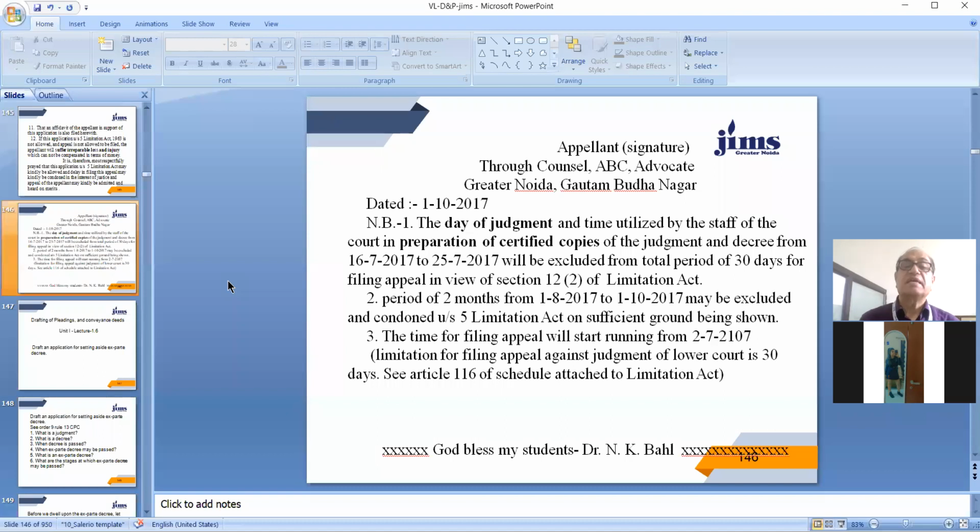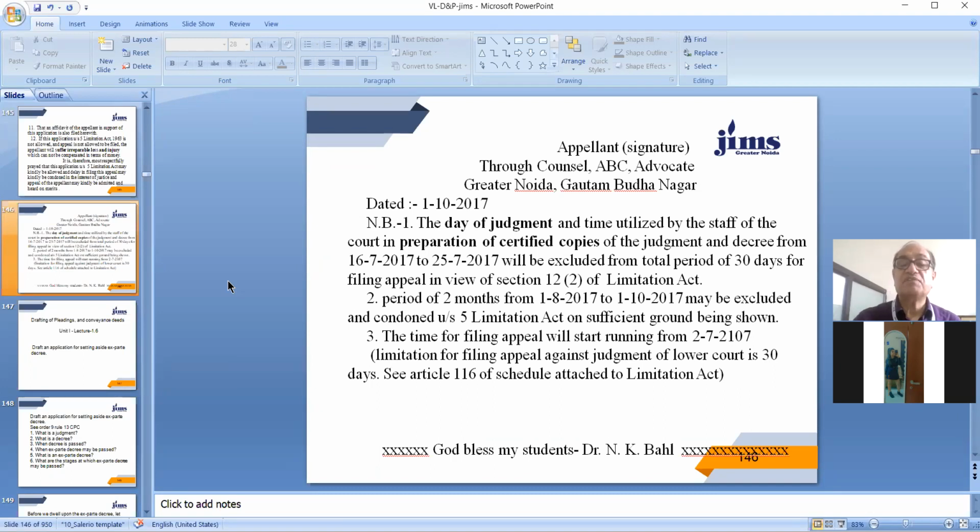Again, note down, dear students, that the day of judgment and the time utilized by the staff of the court in preparation of certified copies of the judgment and decree from 16 July 2017 to 25th July 2017 will be excluded from a total period of 30 days for filing appeal in view of section 12 clause 2 of Limitation Act. And then the period of 2 months from 1st August to 1st October may be excluded and condoned under section 5 of Limitation Act on sufficient grounds being shown, and the time for filing appeal will start running from the next day of the judgment, that is 2nd July 2017.